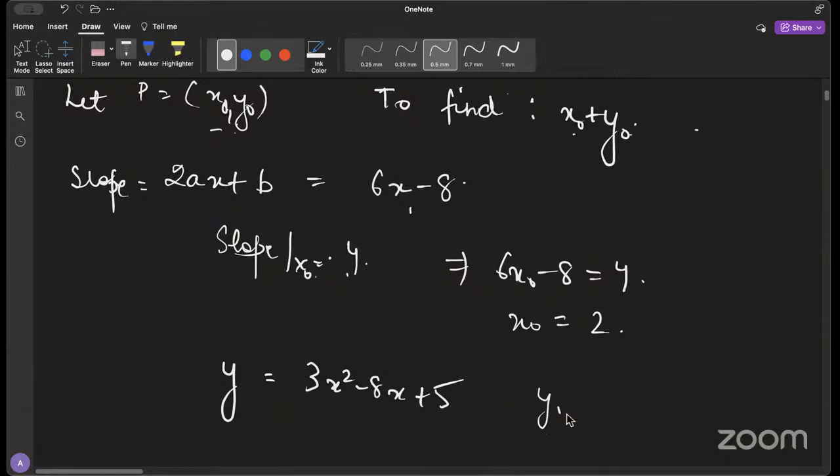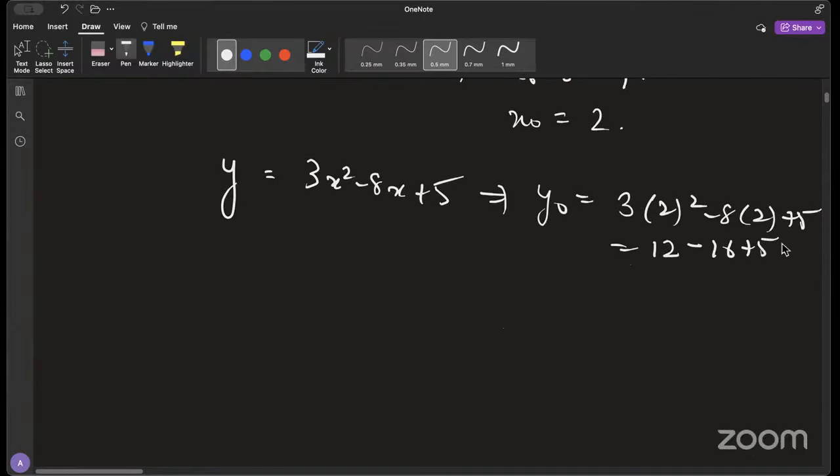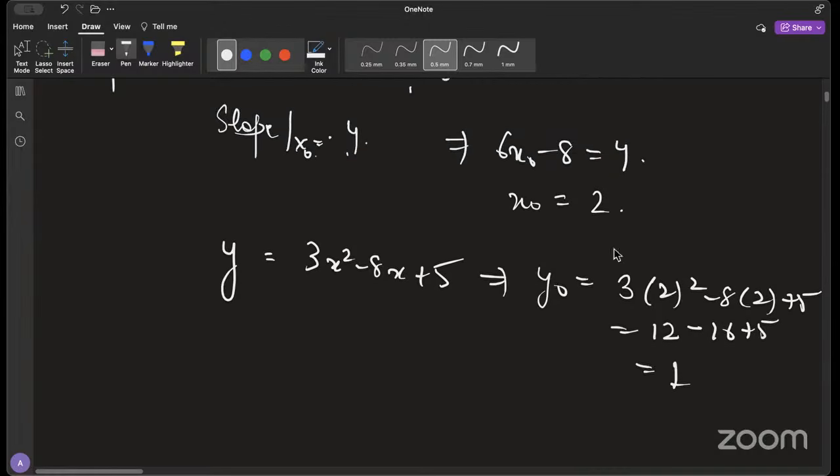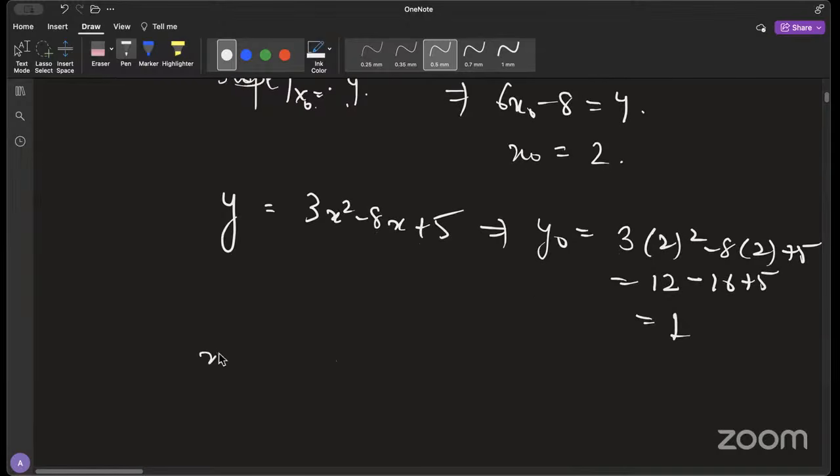So your y naught is equal to 3 times 2 squared minus 8 times 2 plus 5. So this is 12 minus 16 plus 5, which is 1. That means your y naught is 1, x naught is 2. You need to find x naught plus y naught, that will be 2 plus 1, which is 3. This should be the answer.